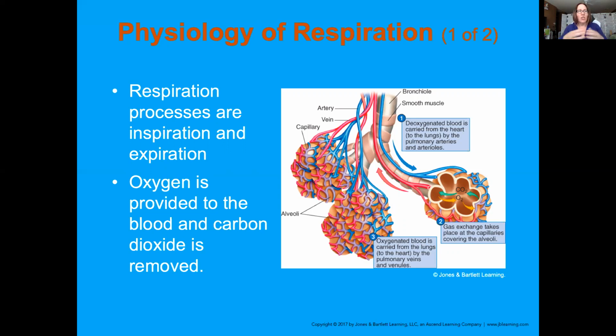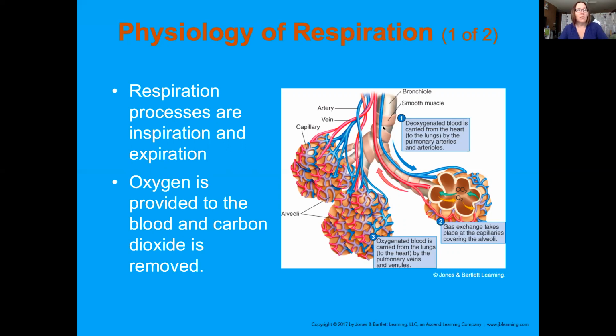So ventilation is the act of moving air in and out. Respiration is the exchange of gases. Make sure you know those two terms. Respiration occurs at the capillary beds of the alveoli, but also at the tissue cells and capillary beds of the tissues. Those are the two places that respiration occurs. Ventilation only occurs in one place, and that's the air moving in and out of the respiratory system.